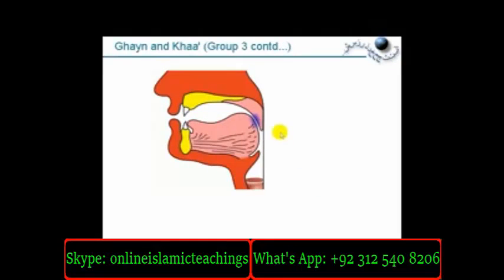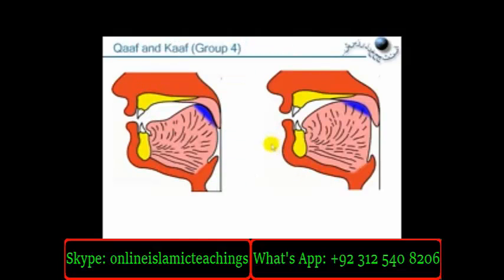The next two letters in group 3, we're still on the throat letters, are from the top of the throat. These are two letters, Ghain and Kho. And you'll notice that your tongue doesn't actually touch the back of the top of your mouth, but it's really a sound taking place right at the top of your throat.